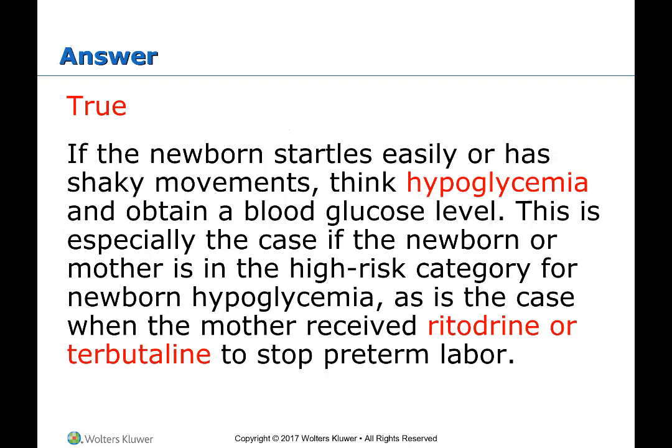like an extreme Moro reflex, or shaky movements, think hypoglycemia. The mother is in the high-risk category for newborn hypoglycemia, as in the case when the mother received ritodrine or terbutaline to stop preterm labor. Okay. So all that makes sense? She got terbutaline because this was preterm labor. And then what happened? Then the baby was born anyway, right? Okay.